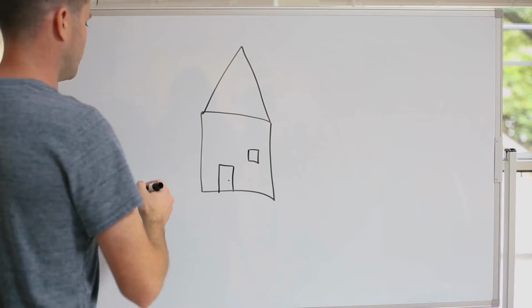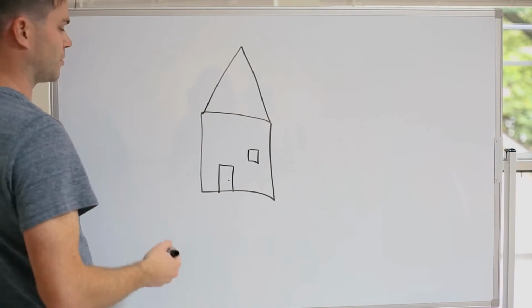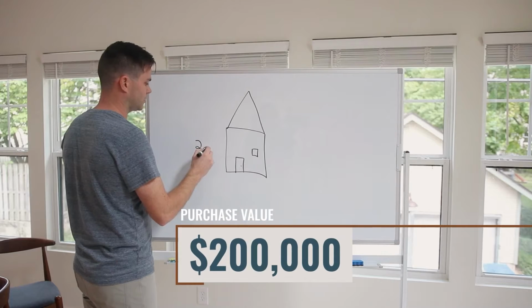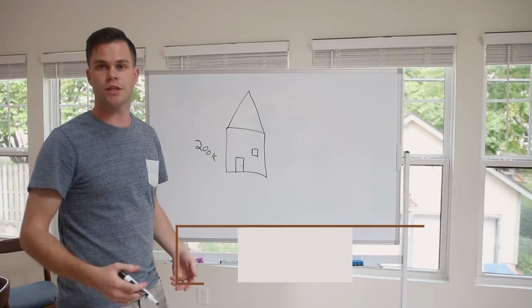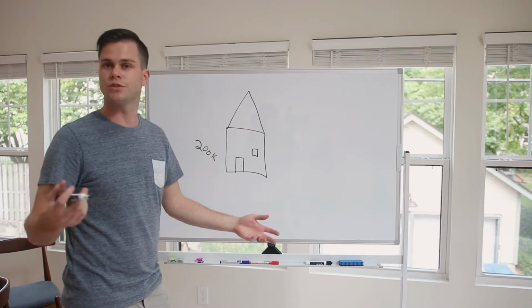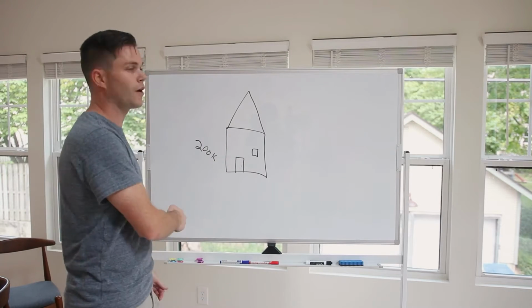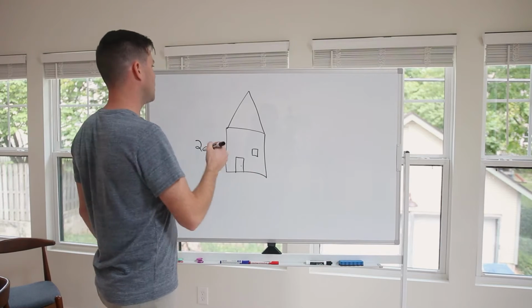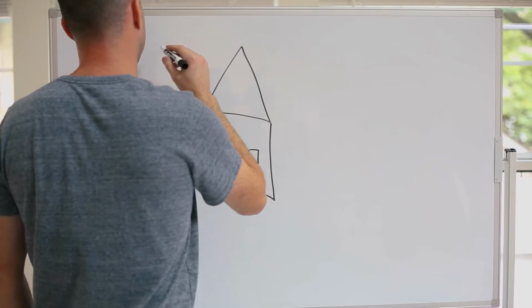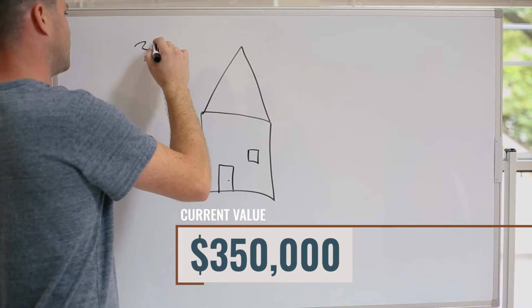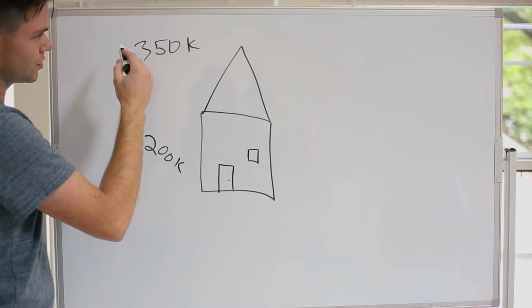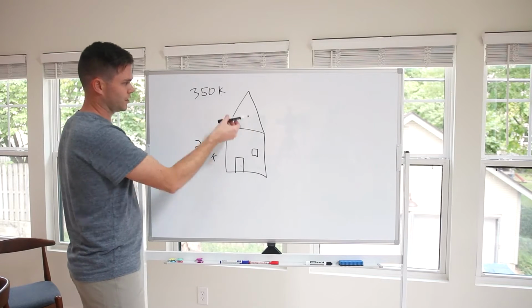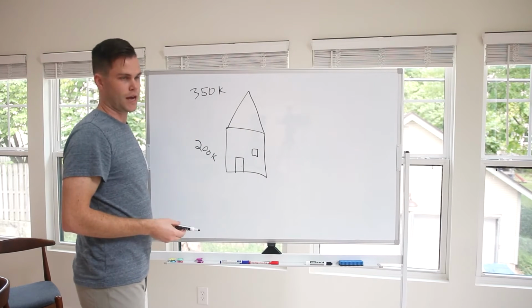All right, so this is your home that you originally purchased, let's say, for $200,000. Now, over time, rehabbing it, appreciation in the market, changes in the neighborhood, whatever, the value of your home has increased. Let's just say that the new value of your home today is $350,000. This is $200,000. This is the total value of the home. It's $350,000. This is the total value of the asset.